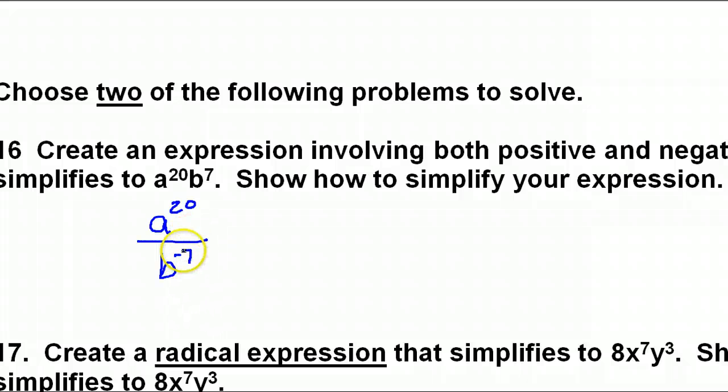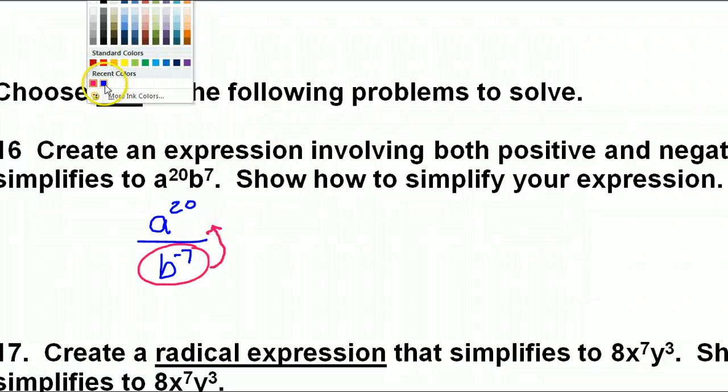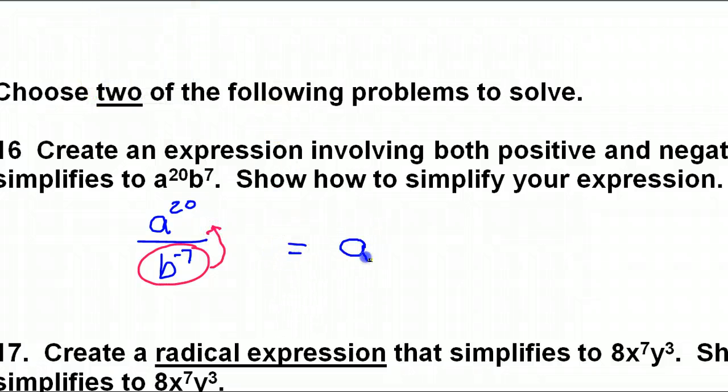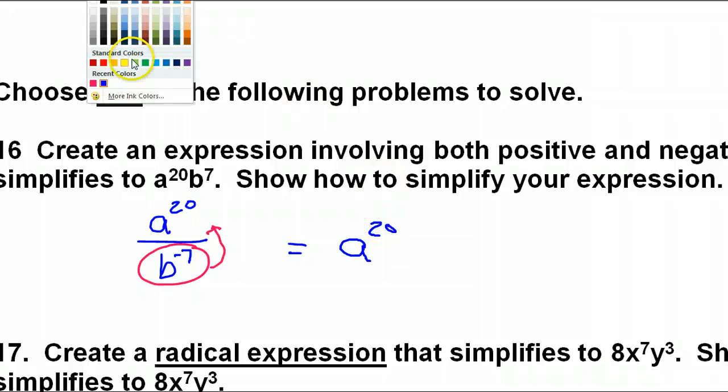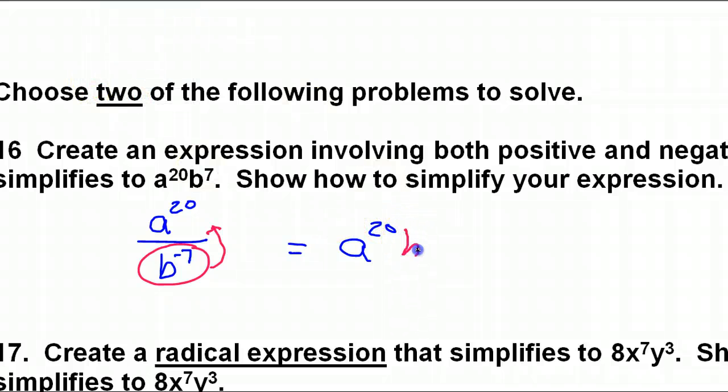Because obviously the first thing you would have to do is go, oh, this has a negative exponent, so this would have to go to the other side of the line. So then that would give you a to the 20th times b to the 7th power. So that's about as easy as I could make it. I could make up more complicated ways of giving me the same thing. For example, let's see.